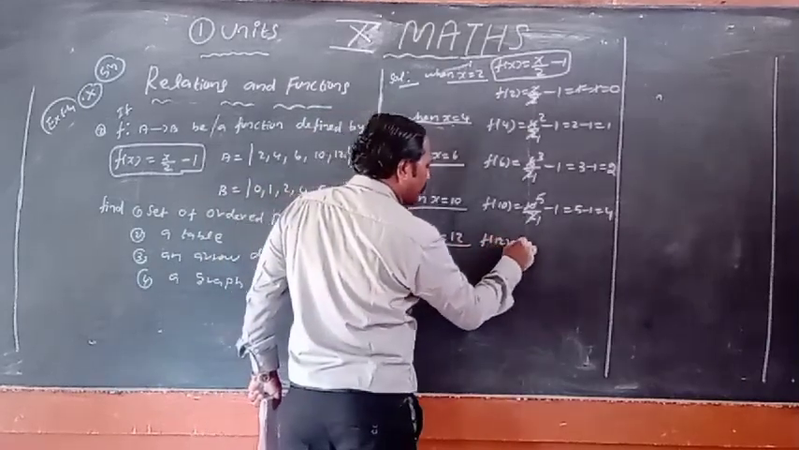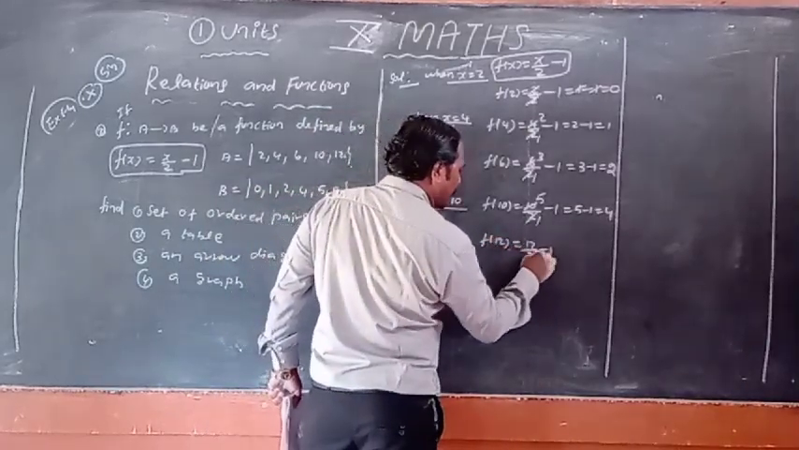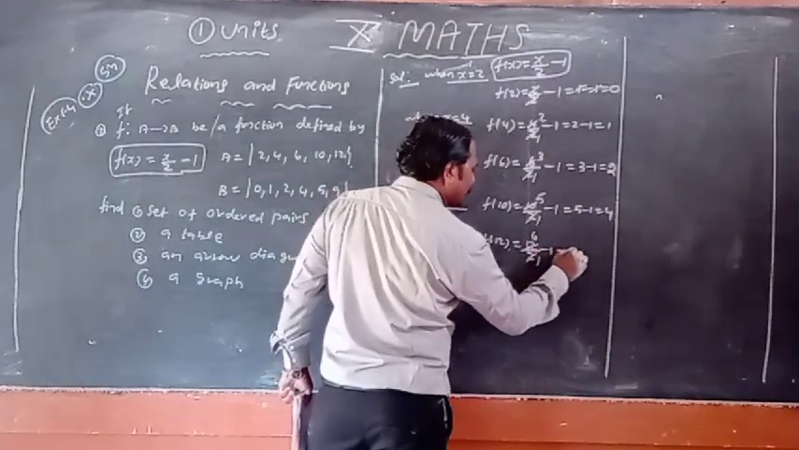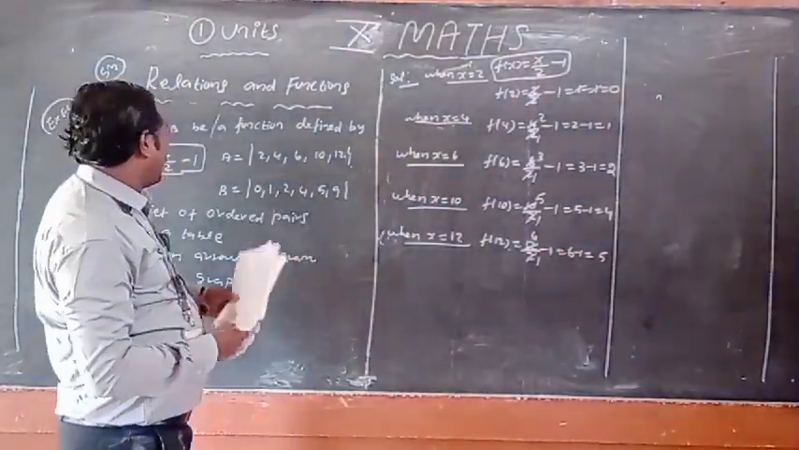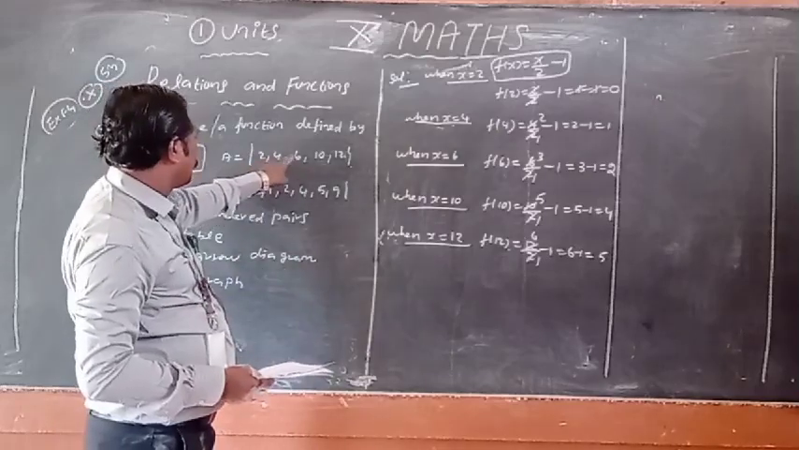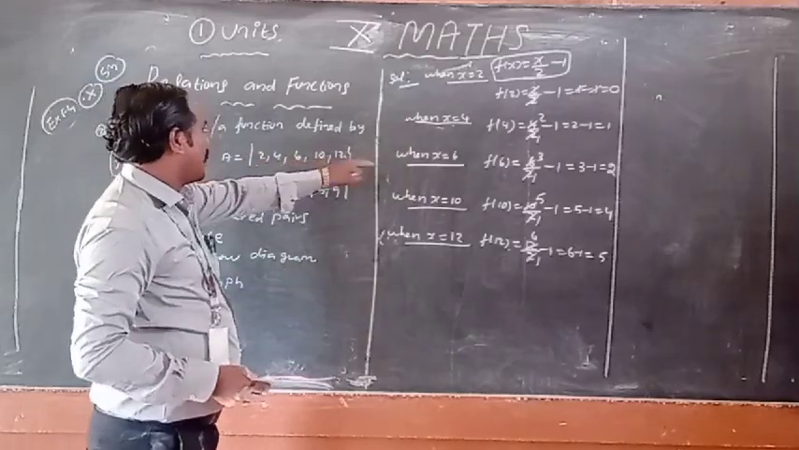F of 12 equals 12 by 2 minus 1. For the 2 table, 1 time or 6 times, 6 minus 1 equals 5. So there are 5 values to substitute: 2, 4, 6, 8, 10, and 12.